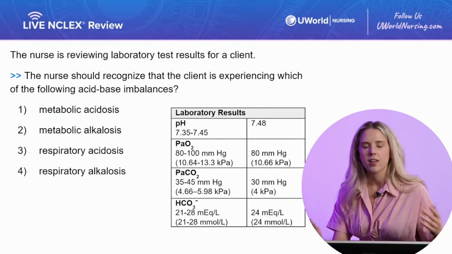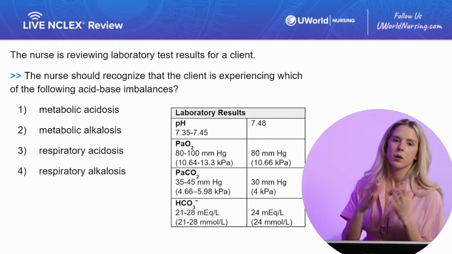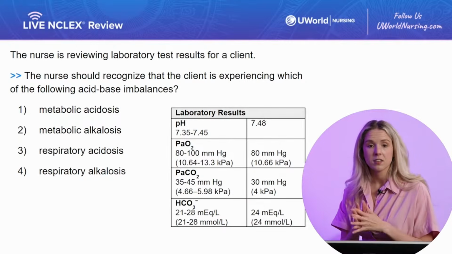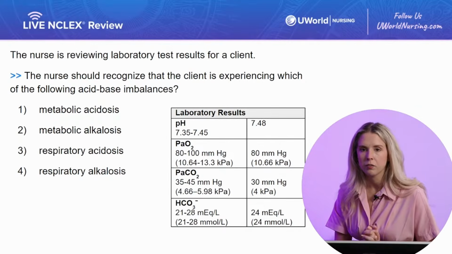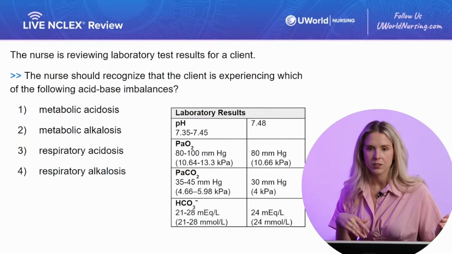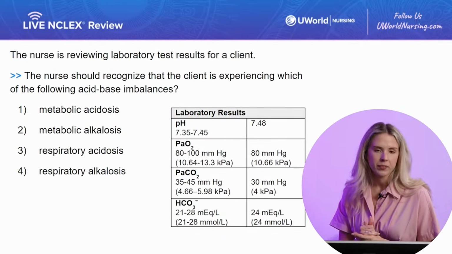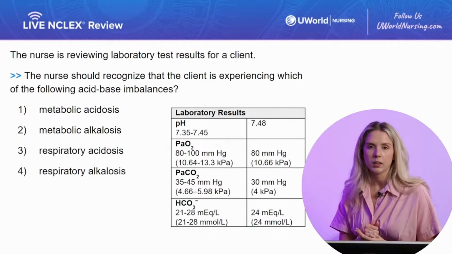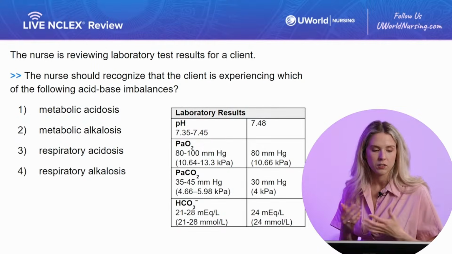Now let's move on to that bicarb and that carbon dioxide. So our carbon dioxide is 30. This is a little on the low side. Normal range is 35 to 45. So our carbon dioxide is going down. What about that bicarb? We have bicarb as 24. This is normal, within range.